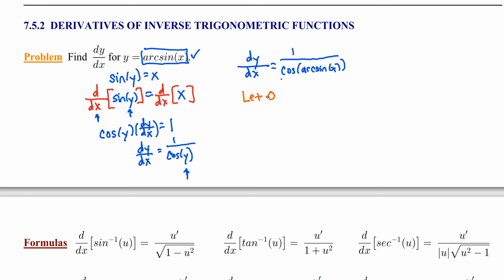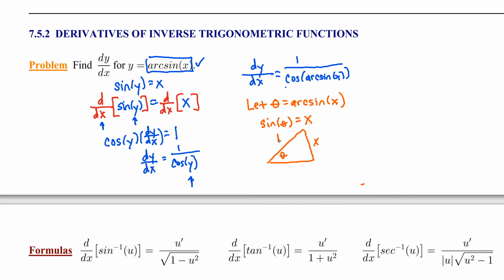Let's suppose that some angle theta is arcsine of x. Then sine of theta is x. And again, we just took the sine of both sides of that equation. Well, if theta is an angle on a right triangle and sine is opposite over hypotenuse, since sine of theta is x, we could say the opposite side is x and the hypotenuse is 1. If we apply the Pythagorean theorem, we can solve for this horizontal segment as the square root of 1 minus x squared. Now that our triangle is set up, we can go back to evaluating cosine of arcsine of x.